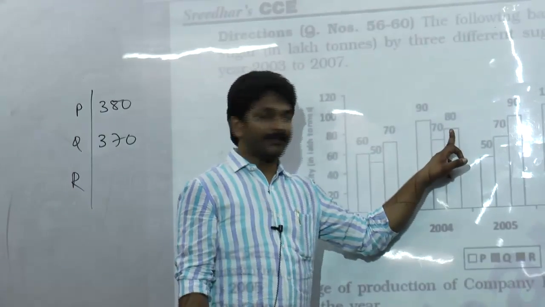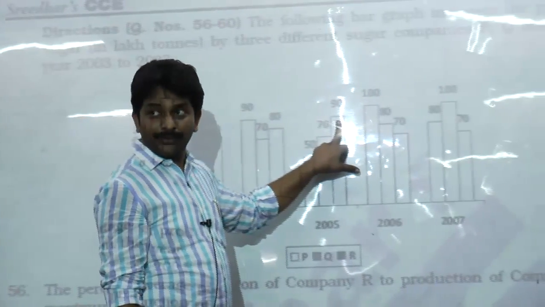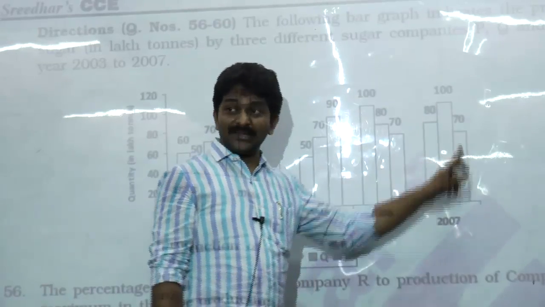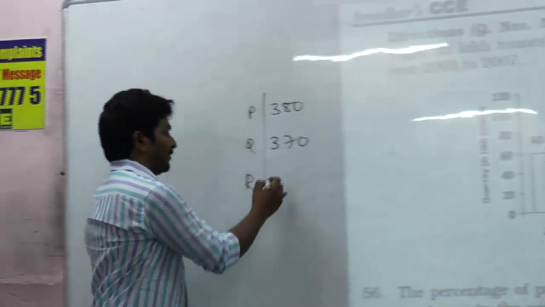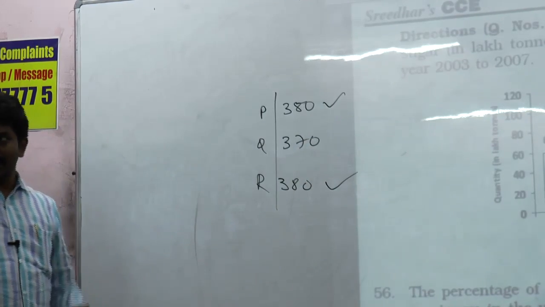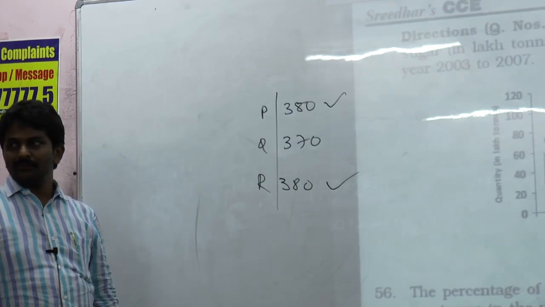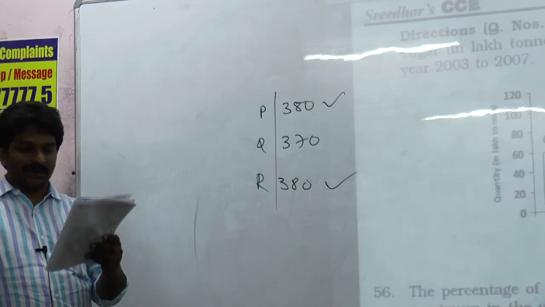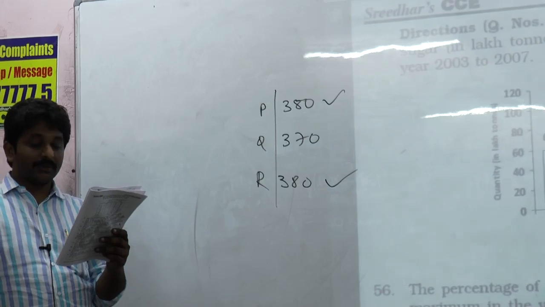70, 80, 150. 150, 90, 240. 240, 70, 310. 310 plus 70, 380. So the sum is more for P and R. So the average will also be more. If the sum is more, the average will be more. For P and R together. Fourth option.